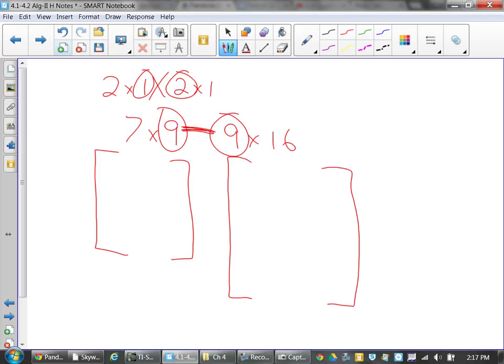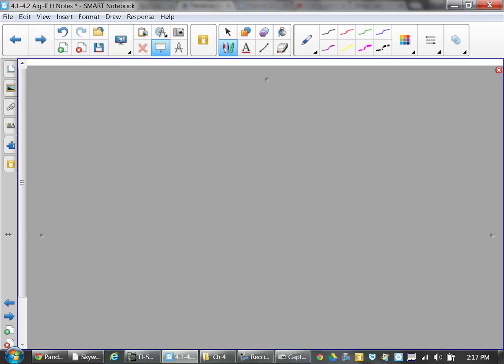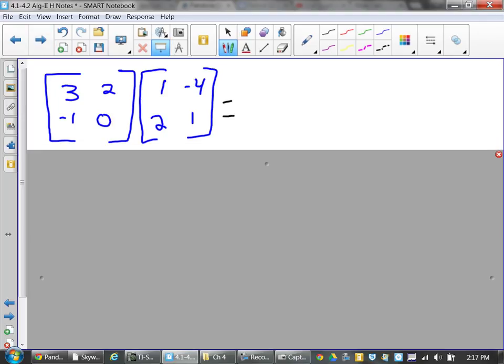Because now when I go to multiply them, I'm going to start with a very simple 2 by 2 matrix. I'm going to take a 2 by 2, and multiply it by another 2 by 2. I know that's going to work because a 2 by 2 and a 2 by 2 have the same number of columns as they do rows. And my answer is going to be a 2 by 2. Very good.